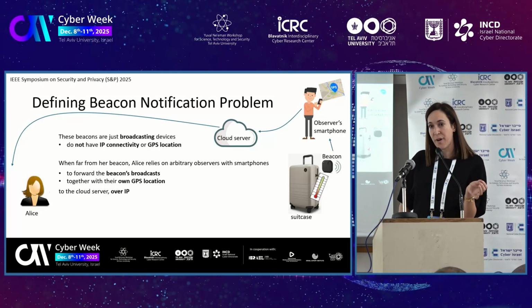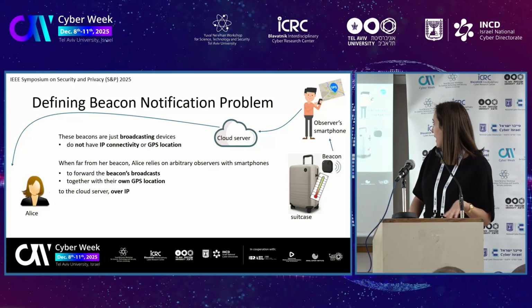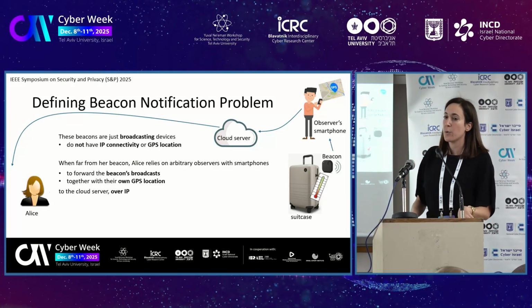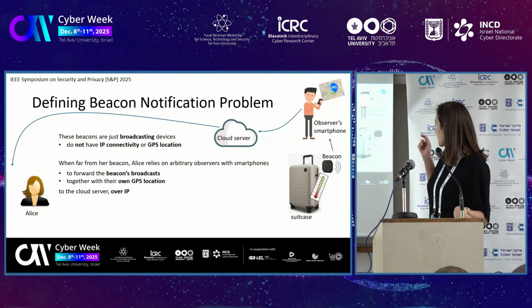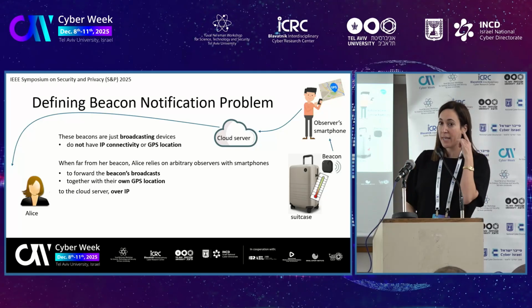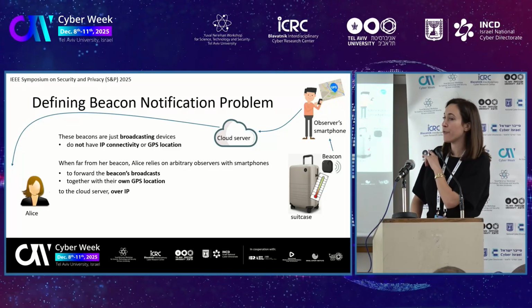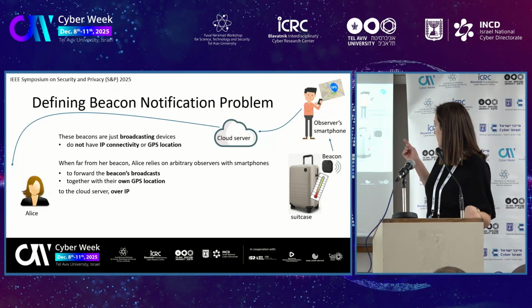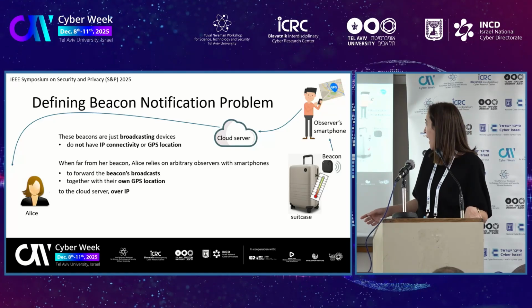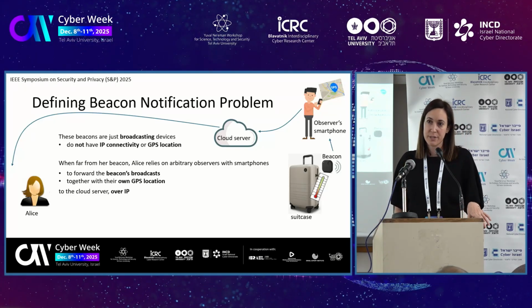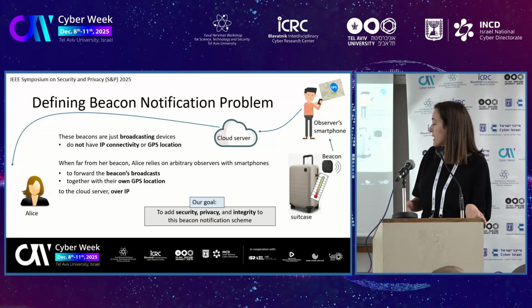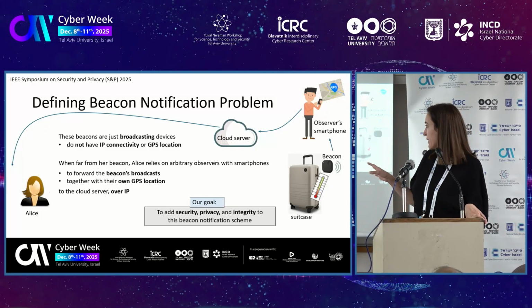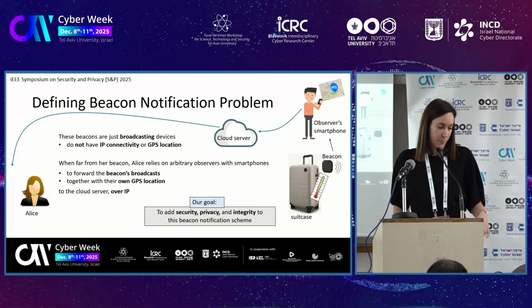Therefore, when Alice is far from her suitcase, she relies on observers, which happen to be in the beacon vicinity and hold a smartphone. These observers hear the beacon broadcast, and they forward the beacon broadcast together with the observer's GPS location, and they send it over IP to the cloud server. So our goal in this paper is to add security, privacy, and integrity for this beacon notification scheme.